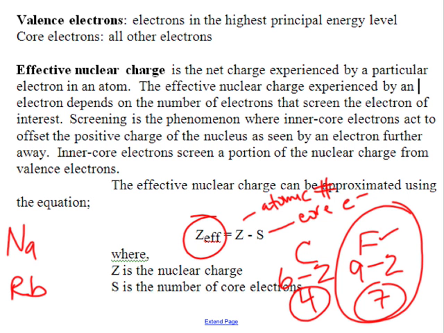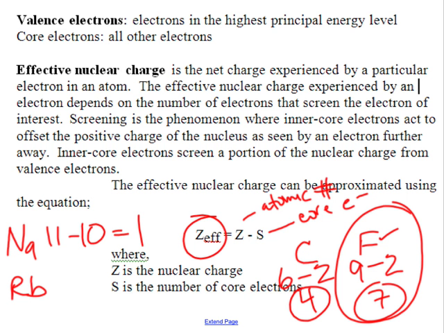Let's compare their Z effective. Sodium has an atomic number of 11. How many core electrons does it have? It's got 11, so everything up into 10, right? There's only one valence electron, so the rest of them are core. So it's got 10 core electrons for a Z effective of 1.